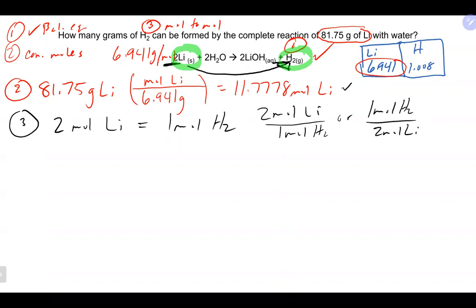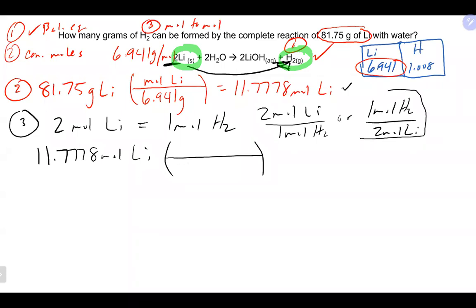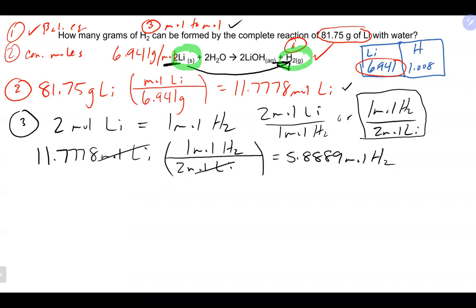So picking up with the number we had on the previous step, 11.7778 moles of lithium. Using our stoichiometry from the equation, the coefficients, we will use the conversion factor like that. Put the 2 moles of lithium on the bottom, the 1 mole of H2 up on top so that the moles of lithium cancel. We're basically dividing by 2 at this point, giving us 5.8889 moles of H2. And that would then be the third step here. Any questions up to that point?